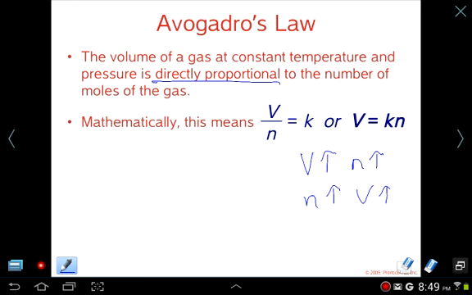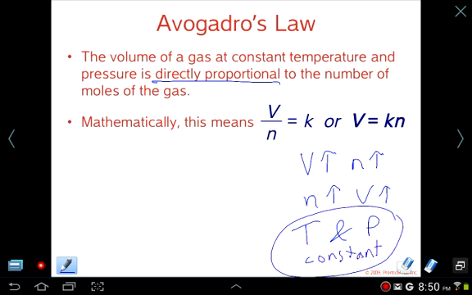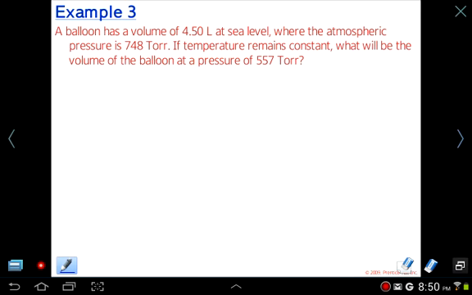In all of these cases, we assumed that all the other parameters stayed constant. So in this case, temperature and pressure are constant, is the idea. And again, if you were to graph this, because it's a direct relationship, you'd get a straight line if you do moles versus volume. Okay, why don't we do a few problems with this idea.